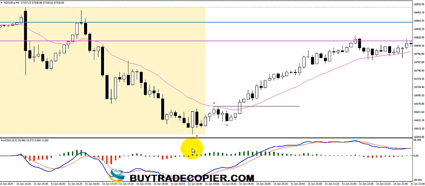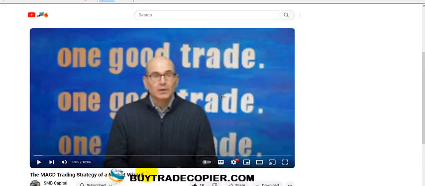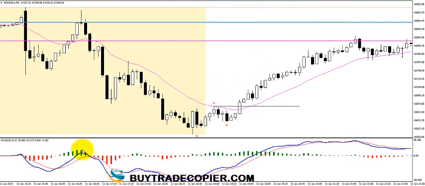Again, the way Linda Raschke uses it is as an oscillator. So in this video right here, if you watch this video, I'm going to give you the link. They're going to show you the settings that Linda uses it as an oscillator. I'm showing you the indicator and the settings that I use as a momentum indicator.